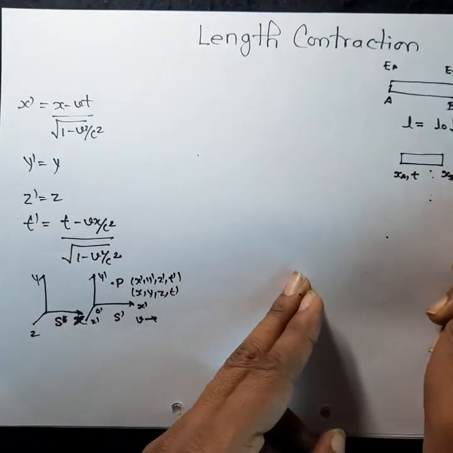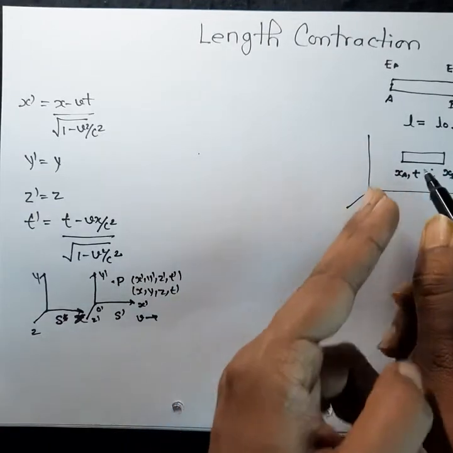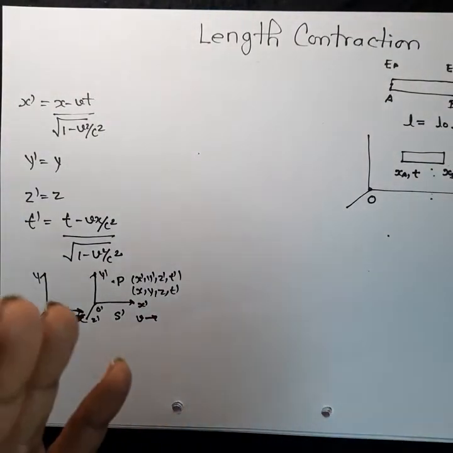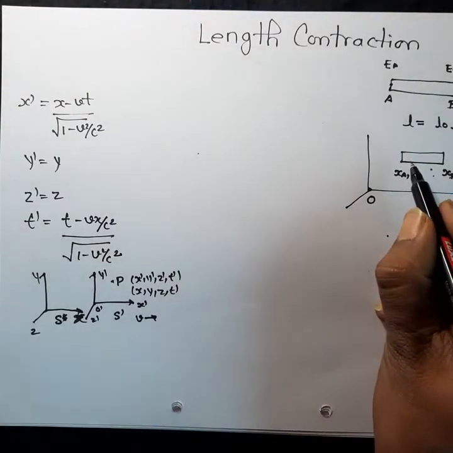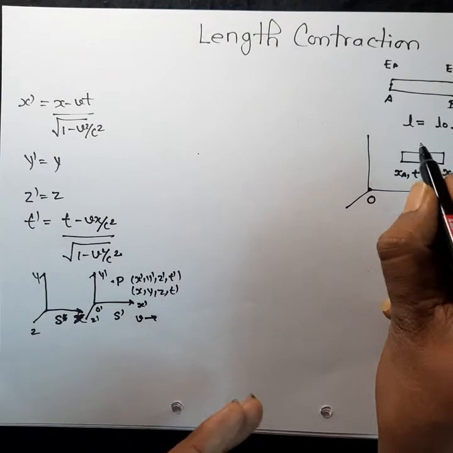If you are measuring this end at time t, then you must measure the other end at the same time t, if the rod is moving with respect to the observer. Suppose this is moving with velocity v and you are here measuring. For proper measurement, if you want the correct length of this rod, you must measure both ends at the same time. If you do not do that, what will happen?